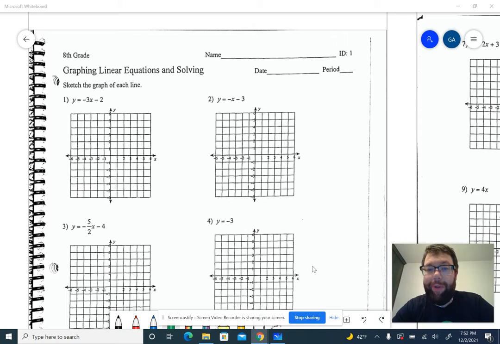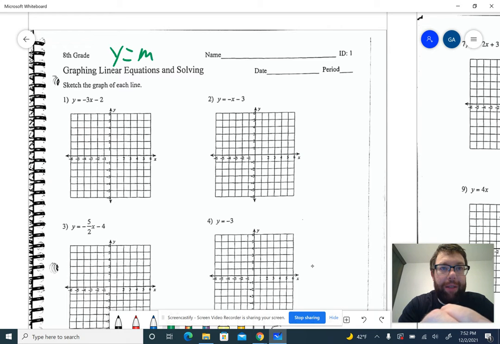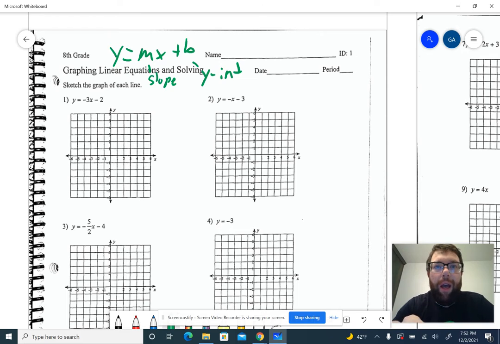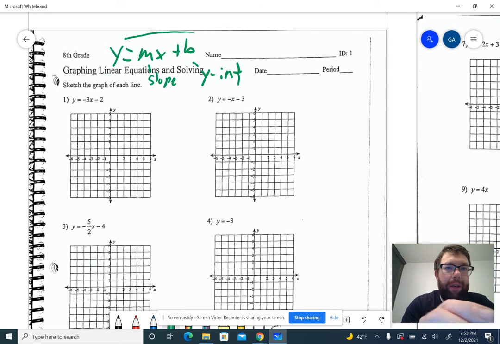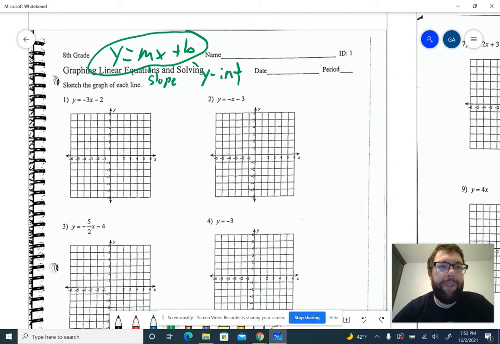For the last unit, we were just graphing equations by hand. So again, equations are written like y equals mx plus b, where m is your slope and b is the y-intercept, right? So when we graphed it by hand, we had to have it in this form, had to be in the slope-intercept form, where you can see the slope and the y-intercept. And to do that, you would just start at the y-intercept.